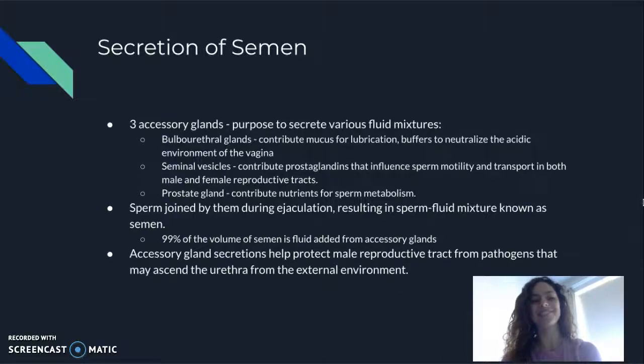for sperm metabolism. And then the sperm is joined by these secretions during ejaculation, and this results in a sperm fluid mixture, also known as semen. 99% of the volume of semen is just those fluids added by the accessory glands. So 1% of semen is sperm. There's not a lot of sperm in semen. And the accessory gland secretions not only help with sperm motility, but also help protect male reproductive tracts from pathogens that may ascend the urethra from the external environment.